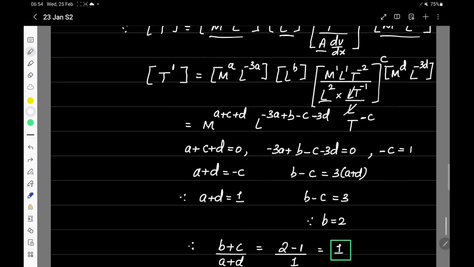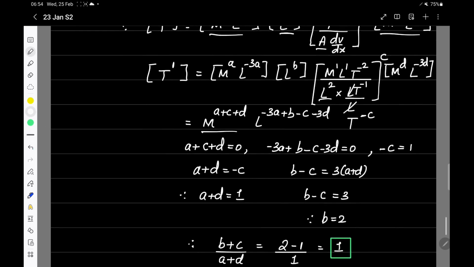So now if we do all the math correctly, the total power of mass will come as a plus c plus d. The total power of length will come as minus 3a plus b minus c minus 3d. And the total power of time will come as minus c after multiplying all the powers properly using laws of exponent. Now on the LHS, the powers of M and L are 0. So a plus c plus d must be 0 and minus 3a plus b minus c minus 3d should be 0. And the power of time is minus c here and 1 on the LHS. So minus c should be equal to 1.